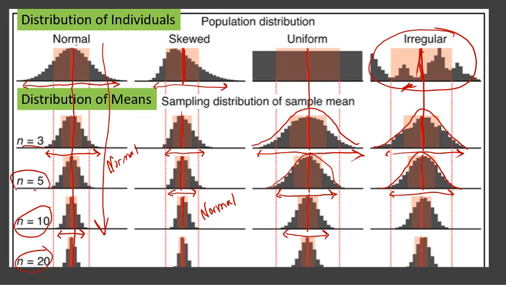So again, the three rules of the central limit theorem are that the mu for the distribution of means is the same as the mu for individuals. That's this line that we drew. The mean stays the same. We can write that the shape, as long as we have enough in the sample, is going to be normal. And that's the center. And the spread will be narrower.